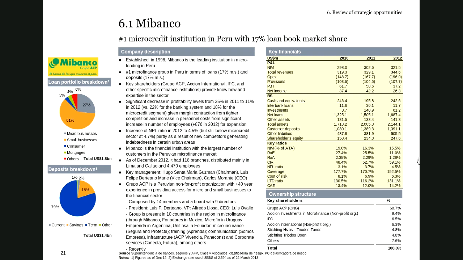Information about shareholders, a company description with a lot more detail, and a mix of their loan portfolio on the left and of their deposits. How is it broken down? What is the split of loans? What is the split of deposits? Okay, so a lot of detail, as you can see.